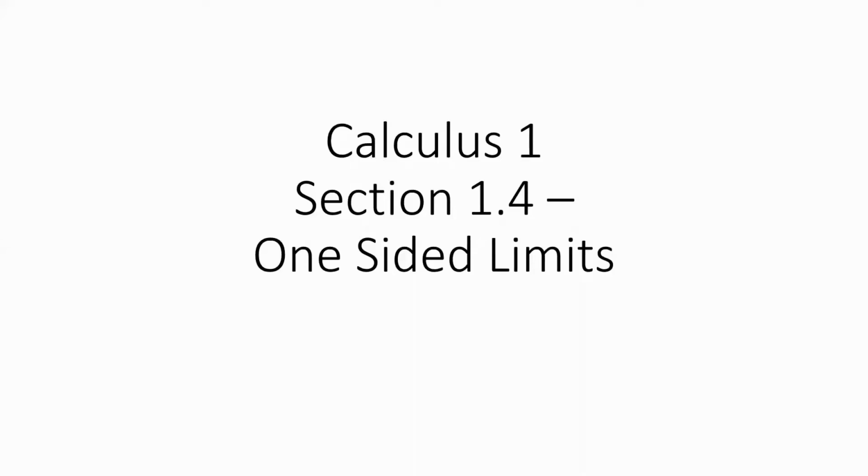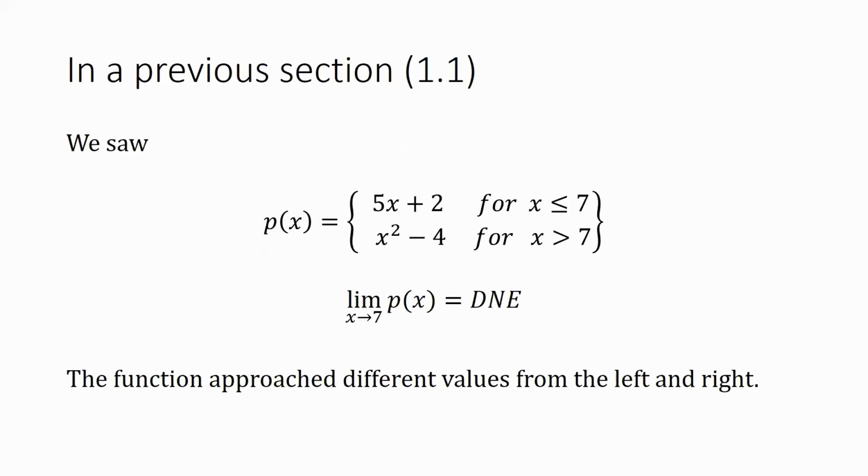Section 1.4, we're going to take a look at one-sided limits. In a previous section, specifically section 1.1, we took a look at this piecewise defined function, p of x, which was 5x plus 2 for x less than or equal to 7, and x squared minus 4 for x just greater than 7.